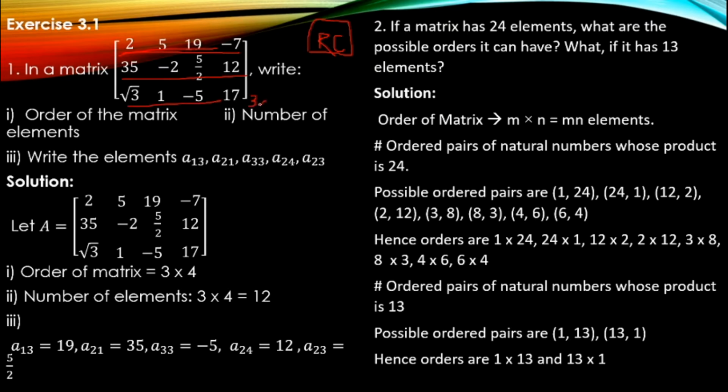By how many columns? 1, 2, 3, 4, right? So what is the order of our matrix? It is 3 by 4. What is the first question? Order of the matrix. Fine, so we already have the answer.